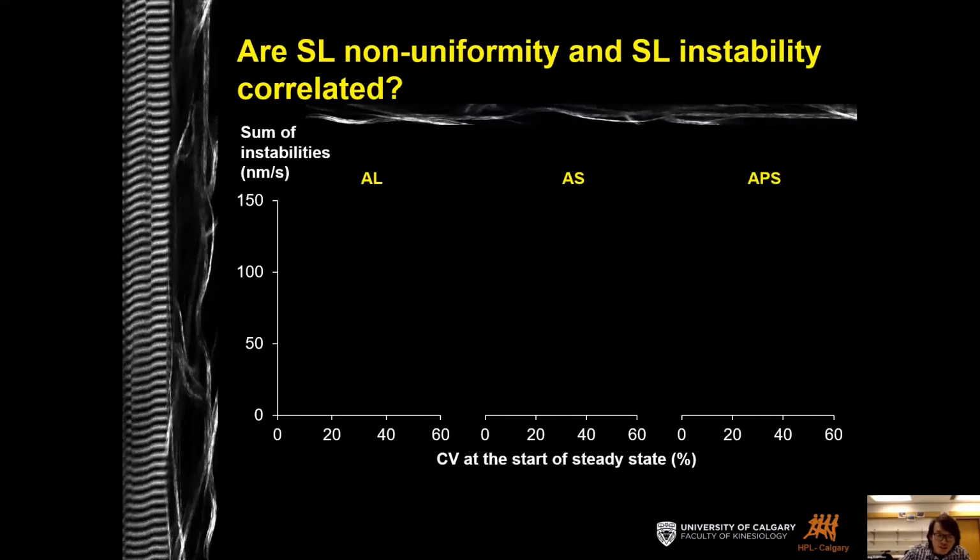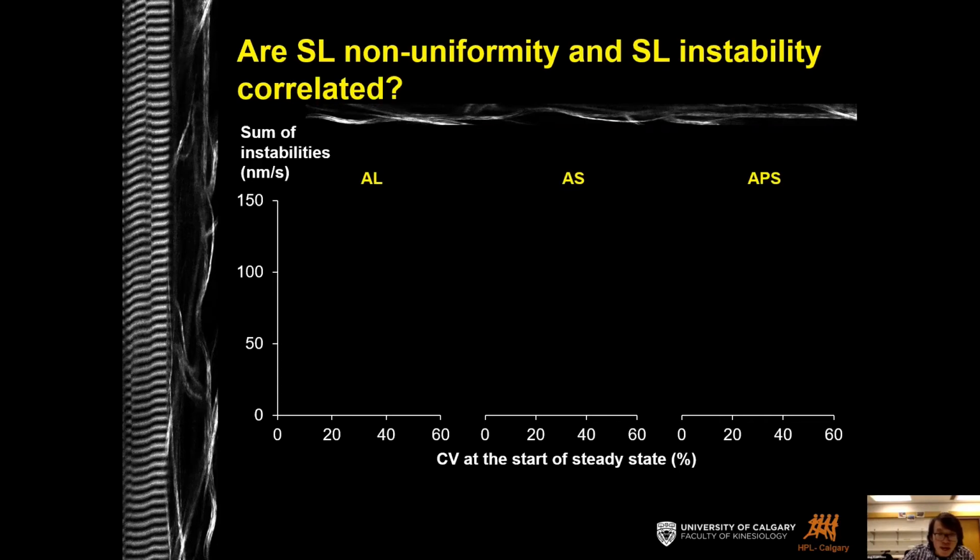So in this slide, we organized the data a little bit differently. On the y-axis, we summed the instability values of individual sarcomeres and normalized the resulting value by the number of sarcomeres present within a myofibril. On the x-axis, we used sarcomere length non-uniformity developed at the start of a steady state. With this data, we try to address the question: does sarcomere length non-uniformity always correlate with sarcomere length instability?